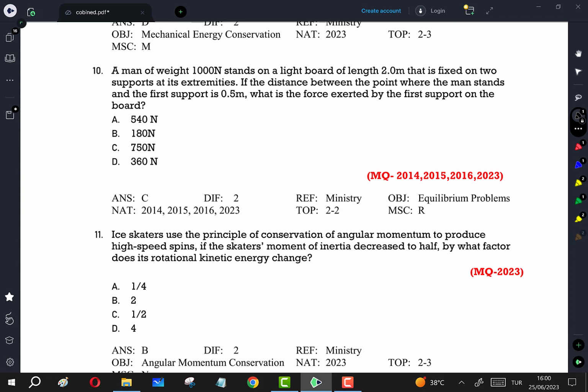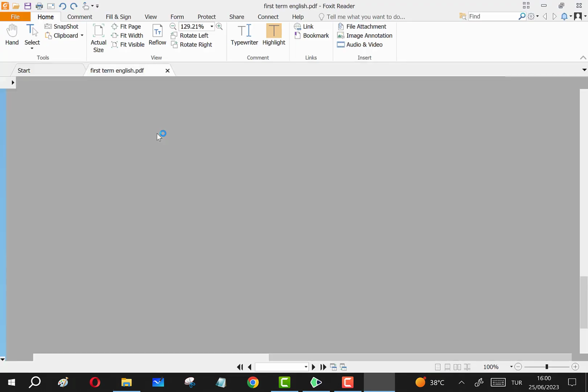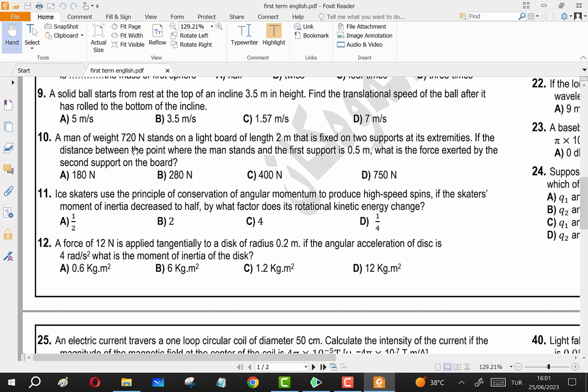Question number 10 is a question several times asked, 2014, 15, 16, 23. These numbers are changing. In the ministry, most probably this number is not our number because I copy pasted. So this number can be different. So I'm going to check if this number is correct or not. Yeah, it is not that number. Number is changed. Choices are also changed. I forgot to change the choices because this question was asked several times by the ministry. I didn't change the number.